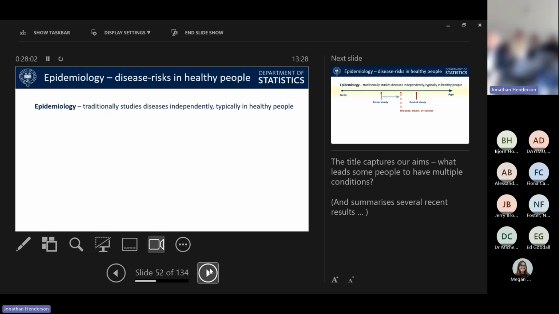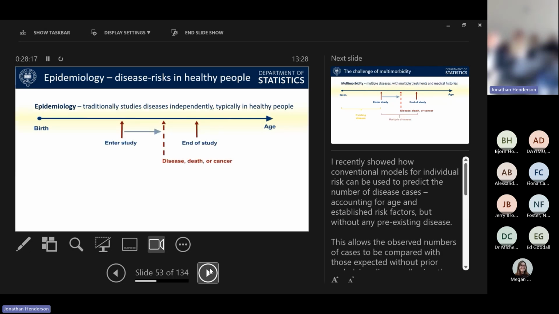So here's the problem. Epidemiology traditionally studies diseases independently, one at a time, in people who are otherwise pretty healthy. So this is the setup you typically have. You're born. At some point, you're recruited into the study, UK Biobank, for example, and you're followed until you either experience the disease that you're interested in studying, or you die or have a serious disease such as cancer, at which point you would censor the individual.